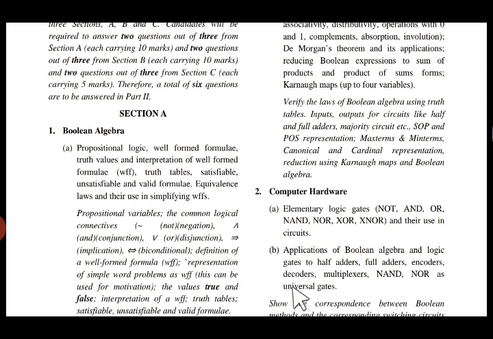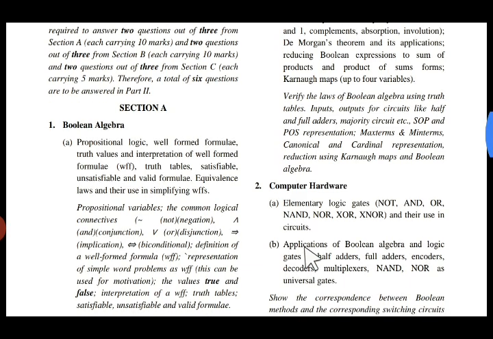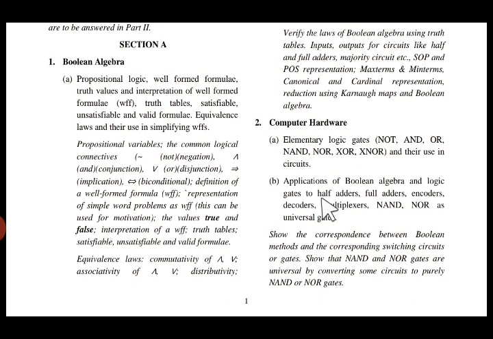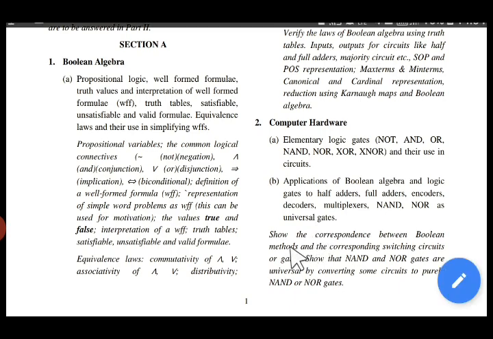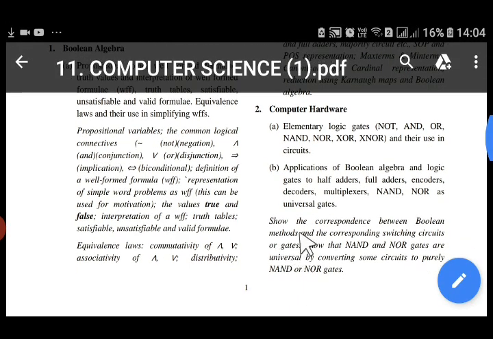After that, in the hardware: elementary logic gates, NOT, AND, OR, NAND, NOR, XOR, XNOR, and their use in circuits. After that, students, applications of Boolean algebra and logic gates to half adders, full adders, encoder, decoder, multiplexer, NAND and NOR as universal gates. After that, show the correspondence between the Boolean method and the corresponding switching circuits or gates.